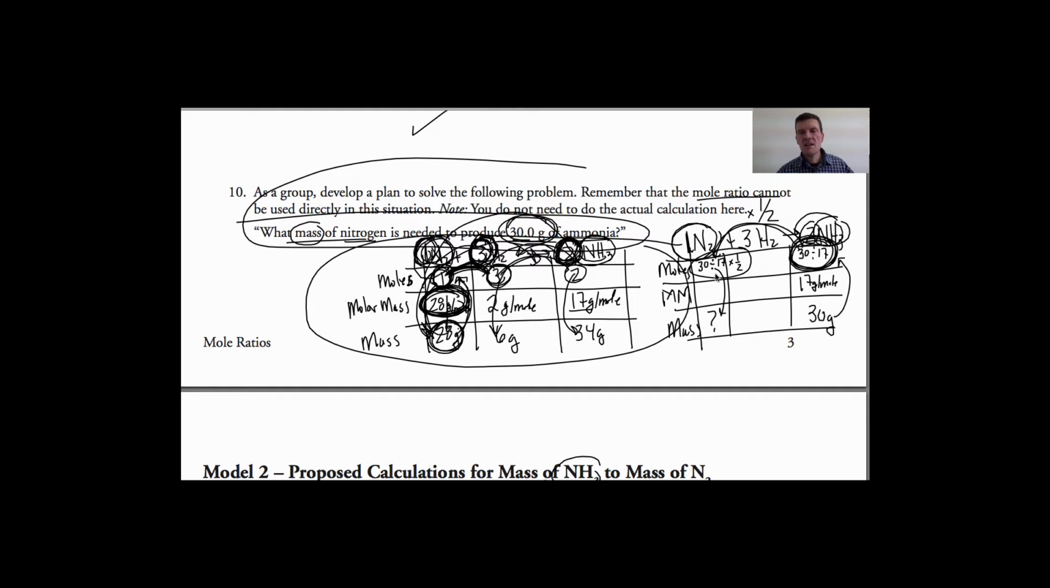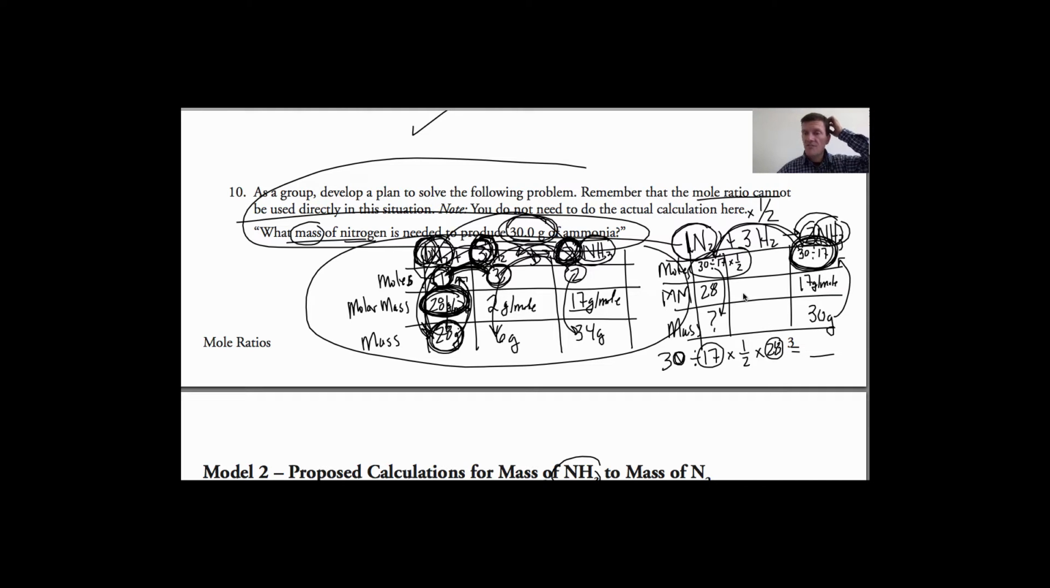Then I want to find out what mass that is. I have to multiply by the molar mass of nitrogen, which is 28. So we did 30 and divided by the molar mass, then multiplied by the mole ratio, 1 to 2, and then multiplied by the molar mass of nitrogen. This 17 is the molar mass of ammonia, this is the molar mass of nitrogen, and that would give us our answer.